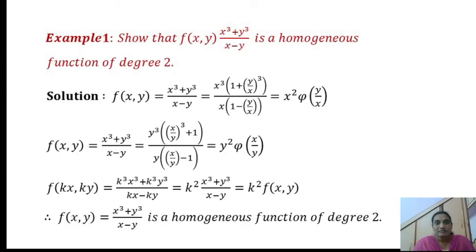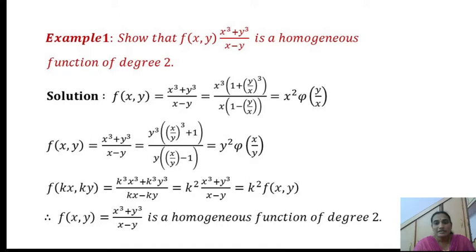Okay, now let us see some examples on this homogeneous functions. First one, show that f(x,y) = (x^3 + y^3)/(x - y) is a homogeneous function of degree 2. Solution, given f(x,y) = (x^3 + y^3)/(x - y). In this function, first we have to take x as a common factor in both numerator and denominator. Then it becomes x^3(1 + y/x)^3 divided by x(1 - y/x). x gets cancelled.